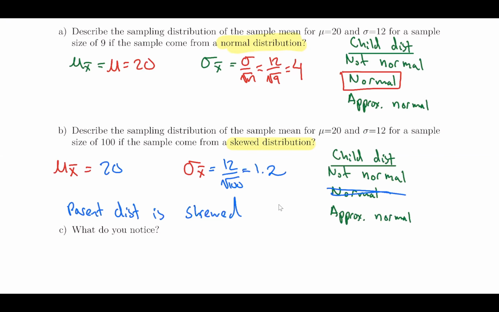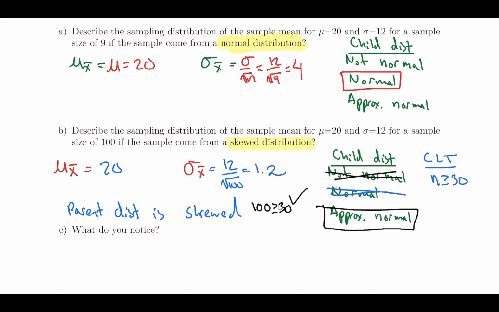If it's not normal, that means it failed the condition of the central limit theorem. If it's approximately normal, that means it passed the condition of the central limit theorem. So what's the only condition for the central limit theorem? Cool. N has to be greater than or equal to 30. So let's look at my N. N in this case is 100. Is 100 greater than or equal to 30? Cool, yes it is. So I'm not gonna say that this is non-normal. We're gonna say this is approximately normal.